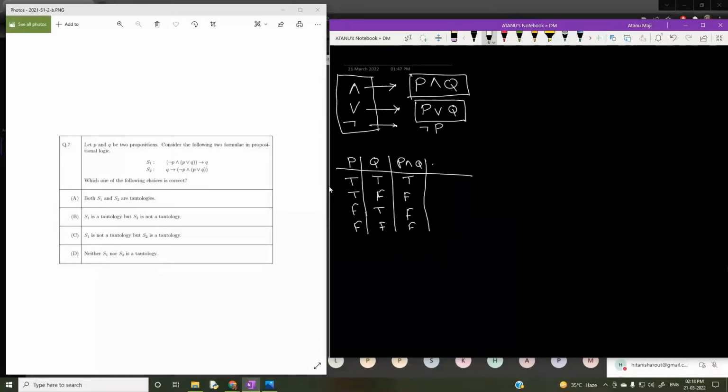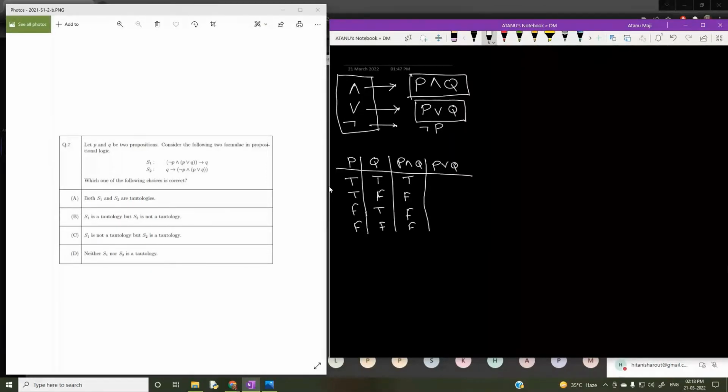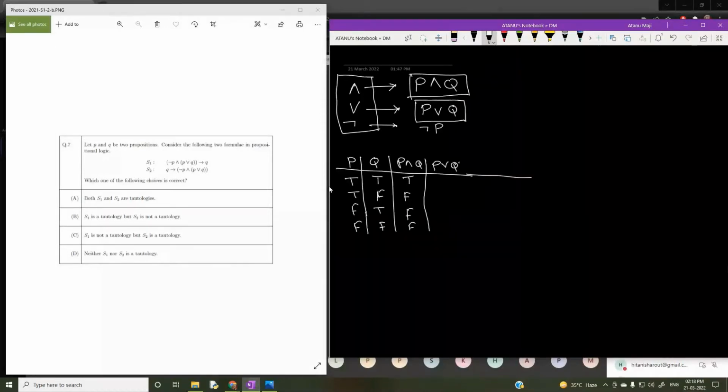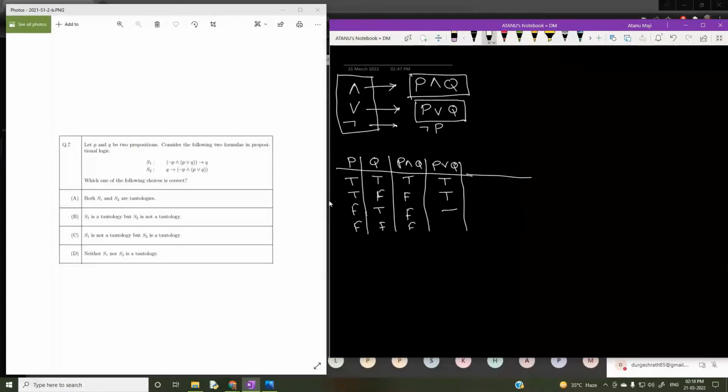Now take the next one, P disjunction Q. As I told you, this whole thing will be true if at least one of them is true. For the first row, both are true, so definitely the result will be true. For the second one, P is true, Q is false, so at least one is true, and that should be true. For the third row, Q is true, P may be false, that does not matter. As I told you, we need at least one proposition to be true, so that's why this will be true. But for the last row, you can see both P and Q are false. Only for that case, we use the symbol F there.